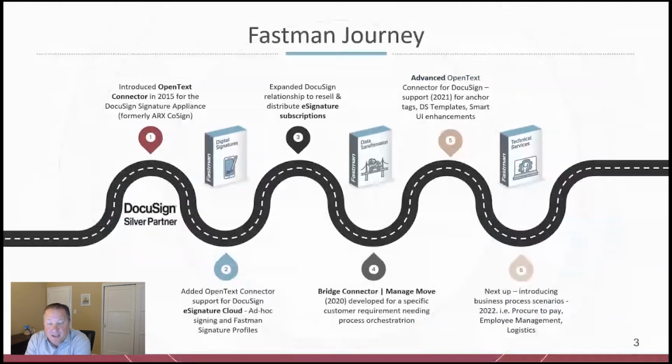Yeah, that was great. So next up, let's take a look at how these solutions came to market. The original OpenText connector was released for the on-premise DocuSign signature appliance back in 2015, so several years ago. At that time, it was known by another company that developed it, ARX CoSign, was the lineage, and then it was acquired by DocuSign. At the time, the connector supported Content Suite version 10.5 for the folks that have been around a while, and it ran in the classic UI, of course, as that's how it worked then.